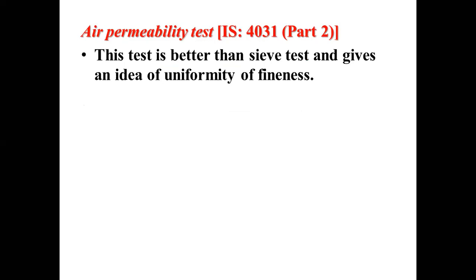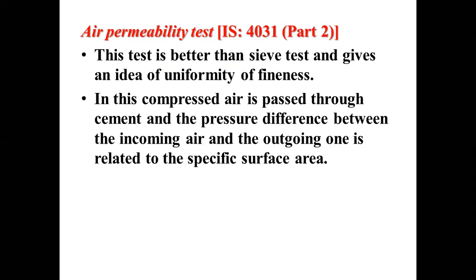Another test, as I already told you, is the air permeability test, IS 4031 part 2. This test is used to know the specific surface area. This test is better than the sieve test and gives an idea of the uniformity of the fineness. In this, compressed air is passed through cement and the pressure difference between incoming air and outgoing air is related to the specific surface area.